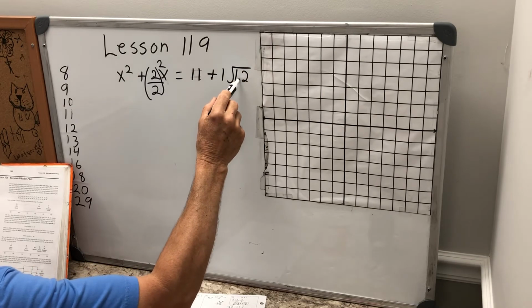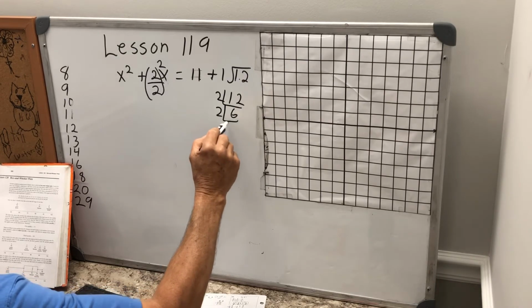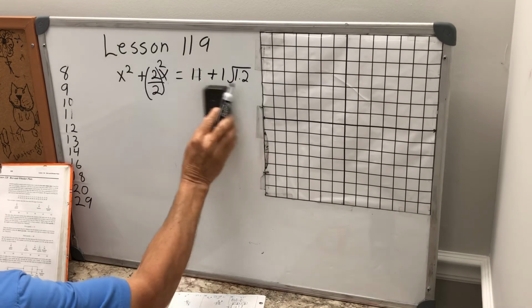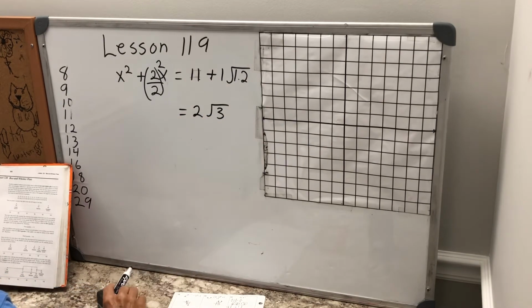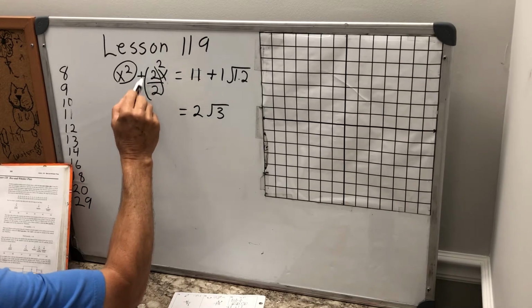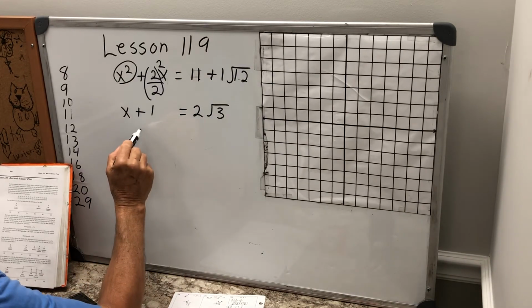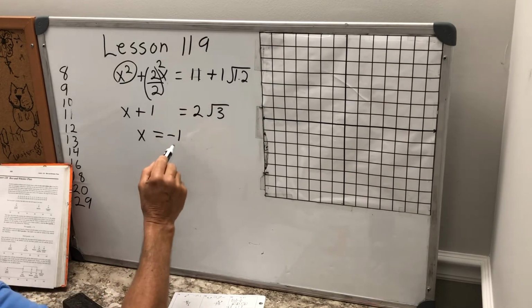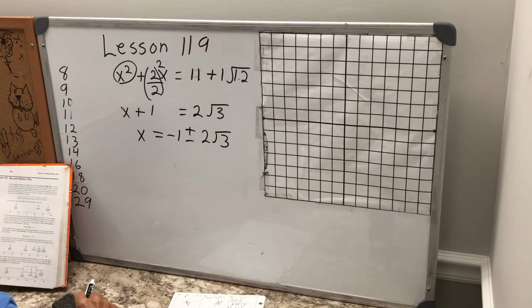Square root of 12, can we simplify 12? I believe we can. 2 times 6, 2 times 3. So we have 2 to the square root of 3 equals 2 to the square root of 3. And x squared, bring that down as an x. And what is it? 2 over 2 is a positive 1. Continue on. We have an x equals, to the other side is a negative 1. Changes the sign. Negative 1 plus or minus 2 to the square root of 3. And we cannot simplify that.